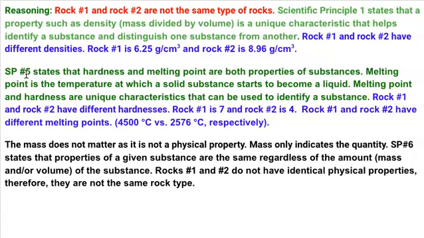Scientific principle number 6 states that properties of a given substance are the same regardless of the amount. So you could use scientific principle number 6. That would be good for an advanced score, but you definitely don't need it. And rock number 1 and rock number 2 do not have identical physical properties. Therefore, they're not the same type of rock. So you always have to end with a therefore statement or a conclusion statement.